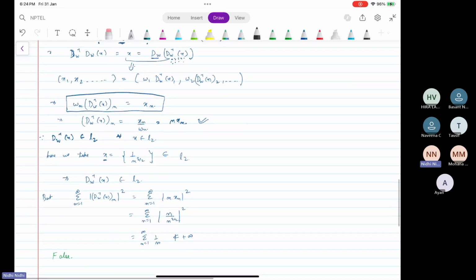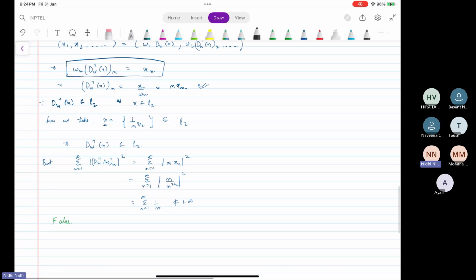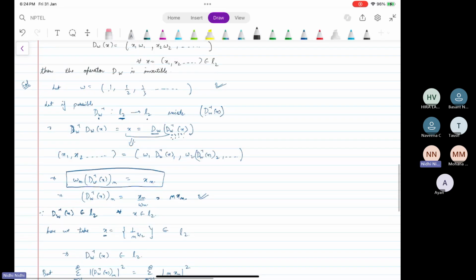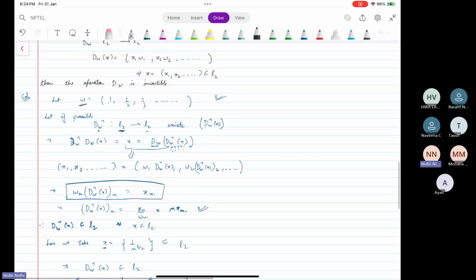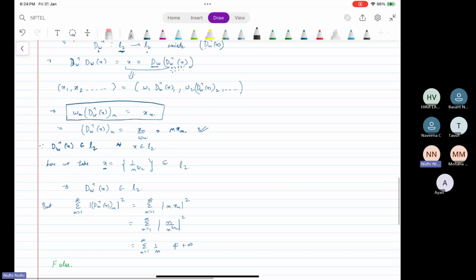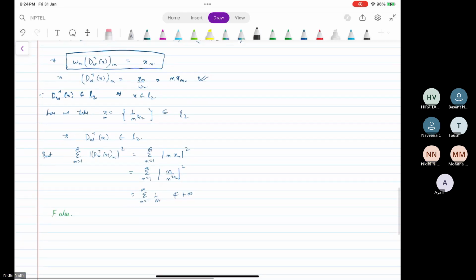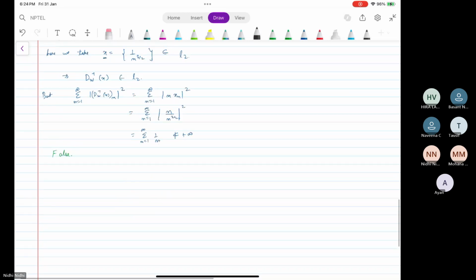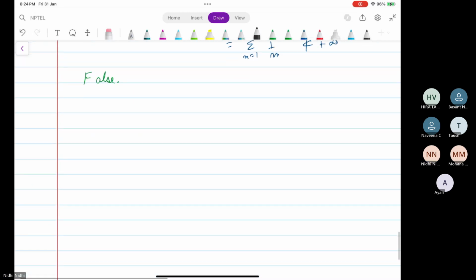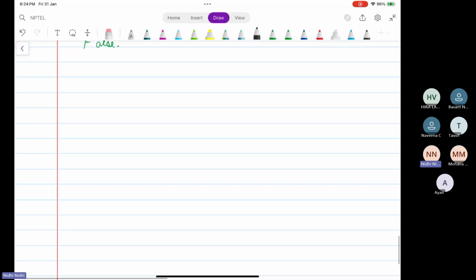So I hope my procedure was fine with everyone. I took a specific W, and corresponding to that, I have shown that dW inverse cannot exist. Let's move to the next question.